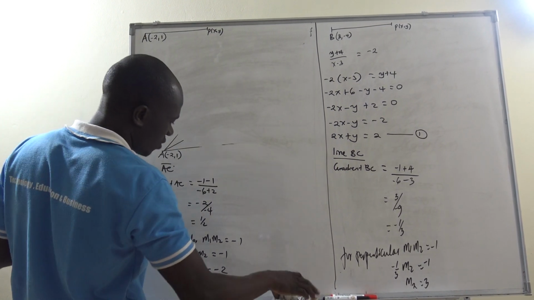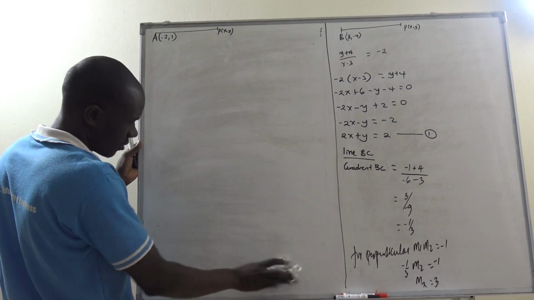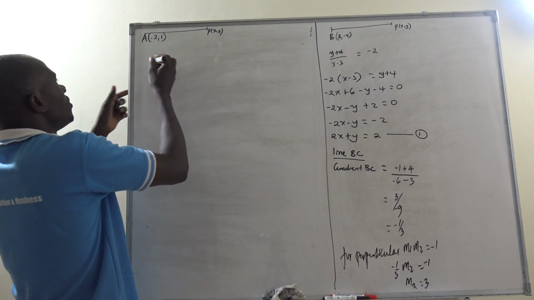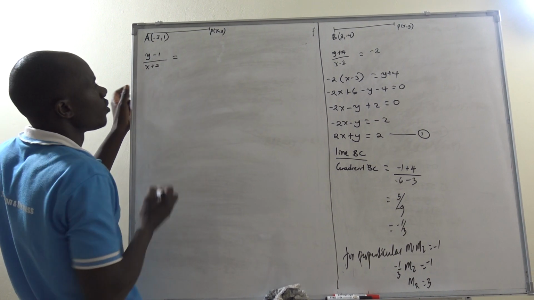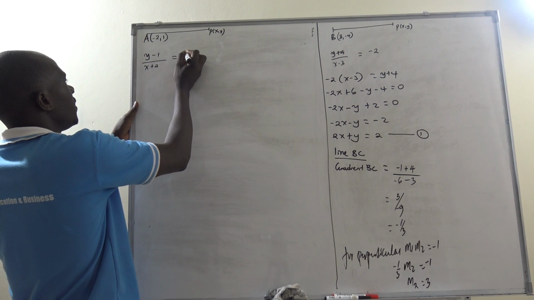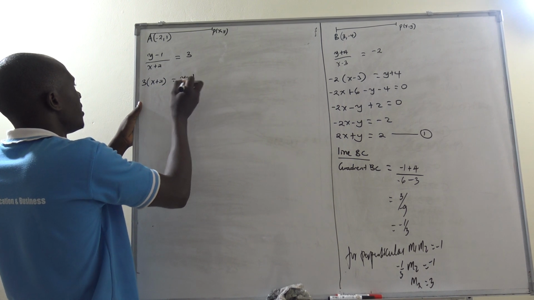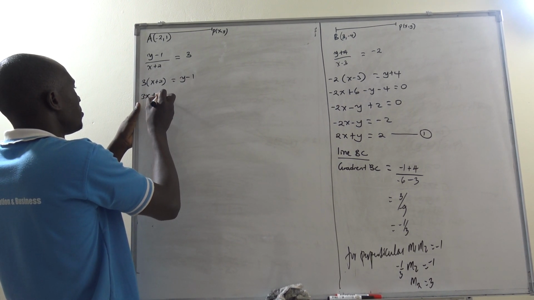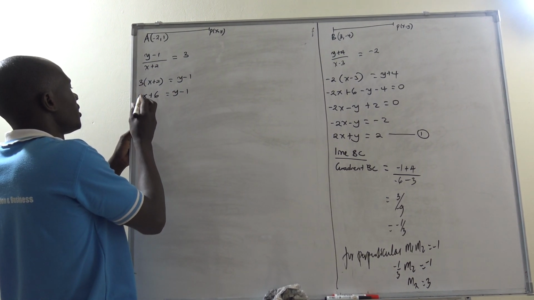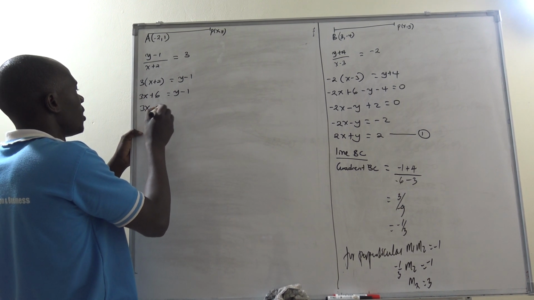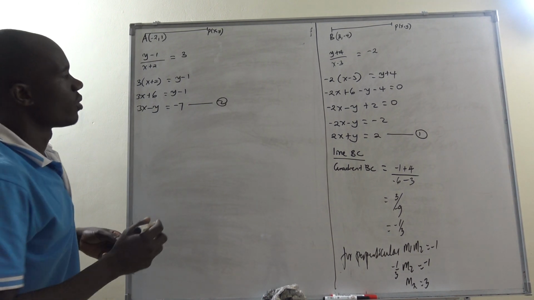We also obtain the equation of the line through that. Change in y, which is y minus 1, over x plus 2, is equal to the gradient, which is 3. Cross multiplying, we are getting 3 into x plus 2 equals y minus 1. We are getting 3x plus 6 equals y minus 1. We rearrange, so we are getting 3x minus y equals negative 7. I say this is the second equation. So we are going to solve the two.